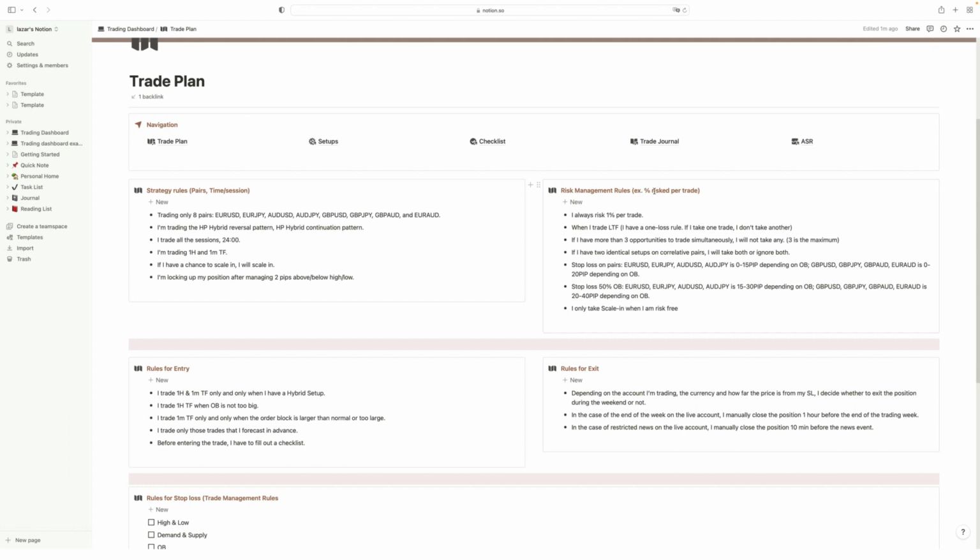Then you have your risk management rules, guys. So I always risk 1% per trade. When I trade lower time frames, I have a one loss rule. If I take one trade, I don't take another. For example, if I see price coming into a supply zone on the 1 hour time frame, and I'm switching up to lower time frames, if I take a loss in that zone on the 1 hour time frame, I don't trade that setup anymore. I already took my loss, and that's it. That's the rule that I tell my members: you only have one bullet in your gun.